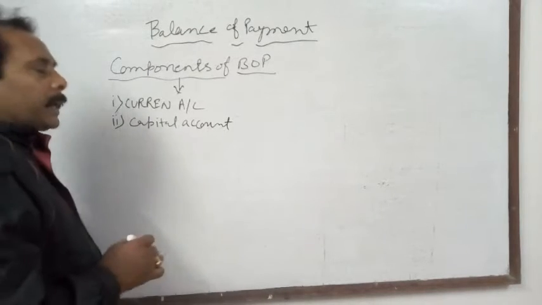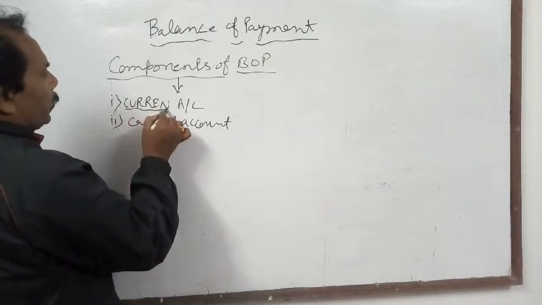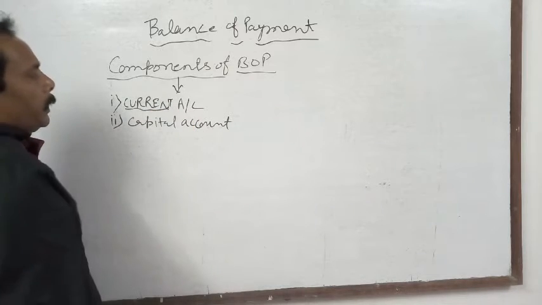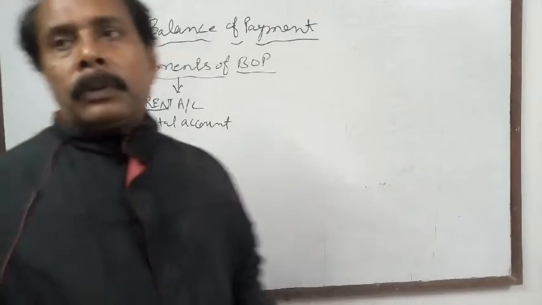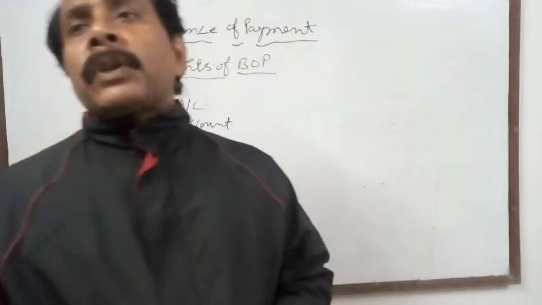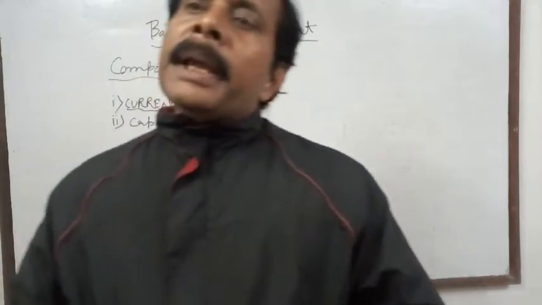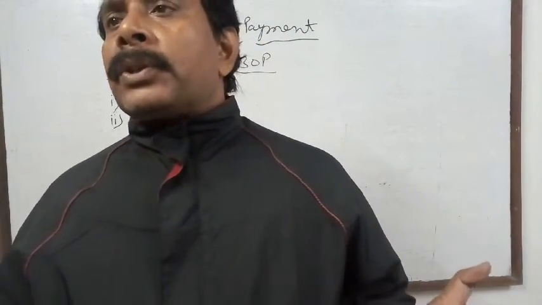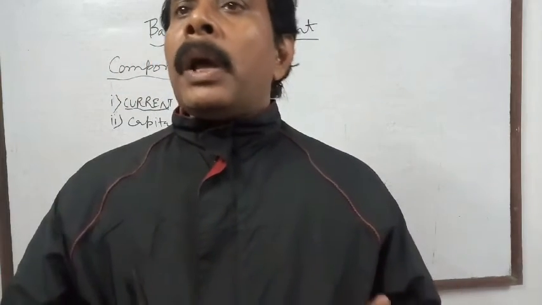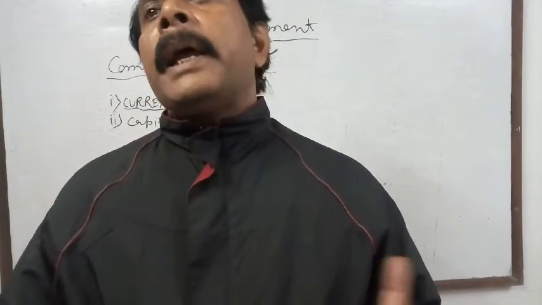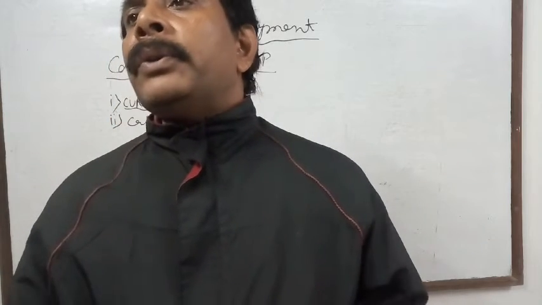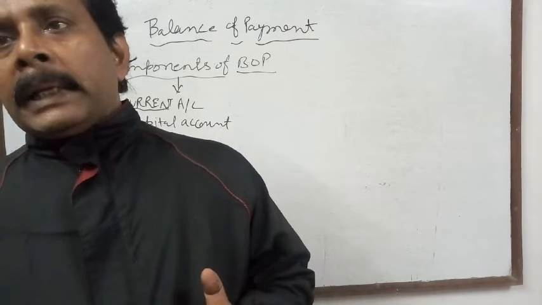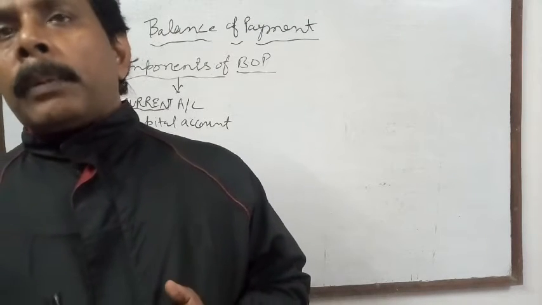Okay, so one is the current account, other is capital account. Is it clear? So first of all, what is current account? It refers to an account which records all transactions relating to export and imports of goods and services and unilateral transfer during a given period of time. Is it clear? So in case of BOP, what was our definition?